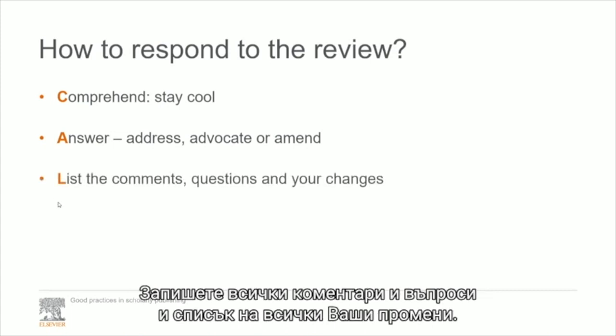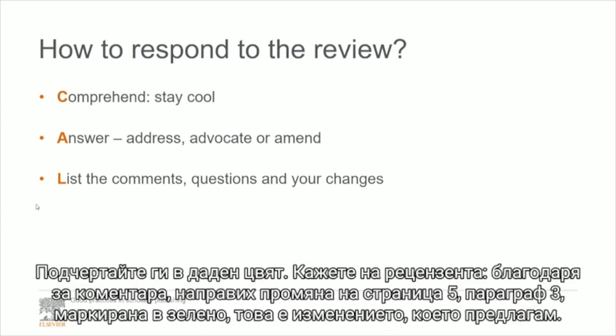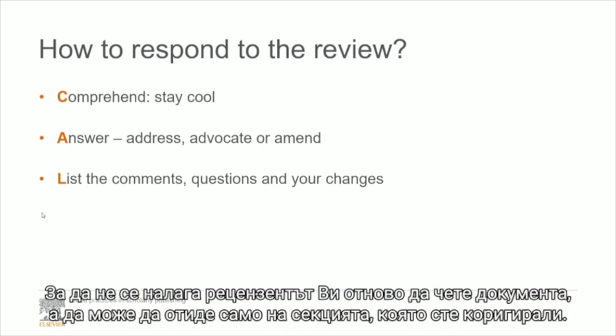List all the comments and questions and list all your changes. So highlight them in a given color. Tell the reviewer, thank you for the comment. We've made a change on page 5, paragraph 3, highlighted in green. This is the amendment we propose, so that the reviewer doesn't have to read your paper again, but can only refer to the sections which you have corrected.